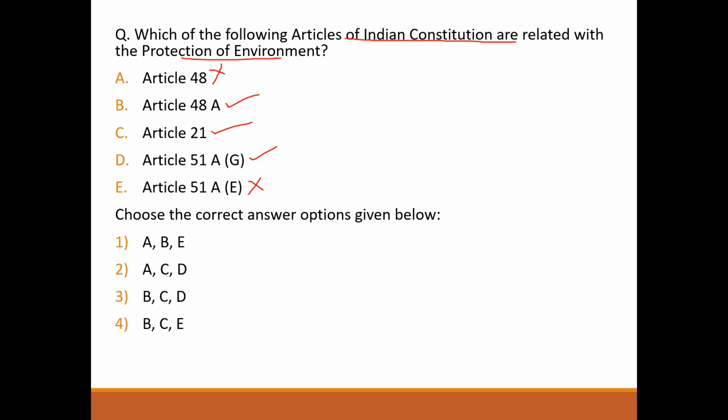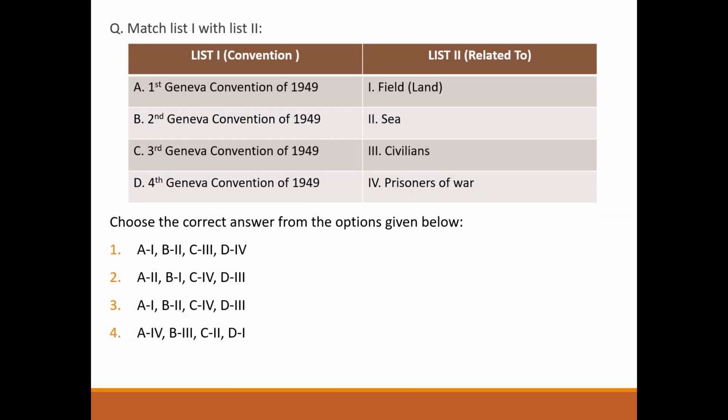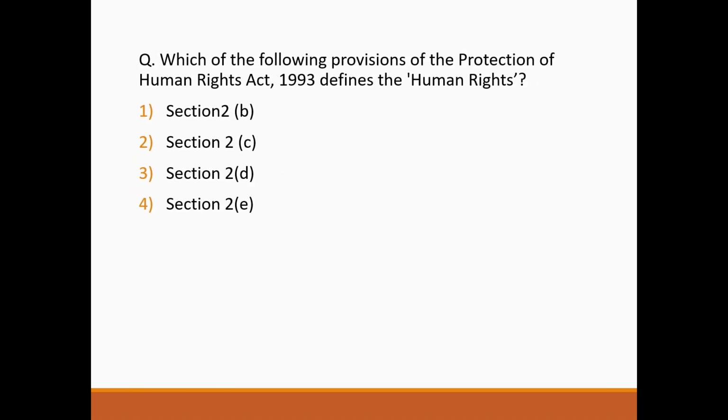Next question, match the following. List 1 convention, list 2 related to. First Geneva Convention of 1949. This is not 1949, it should be 1929, there was a misprint in the paper. So First Geneva Convention of 1929 is field. Second Geneva Convention, sea. Third Geneva Convention, prisoners of war. Fourth Geneva Convention, civilians. So the answer will be option number 3. Next question, which of the following provisions of the Protection of Human Rights Act 1993 defines the human rights? It's option number 3, Section 2(d).